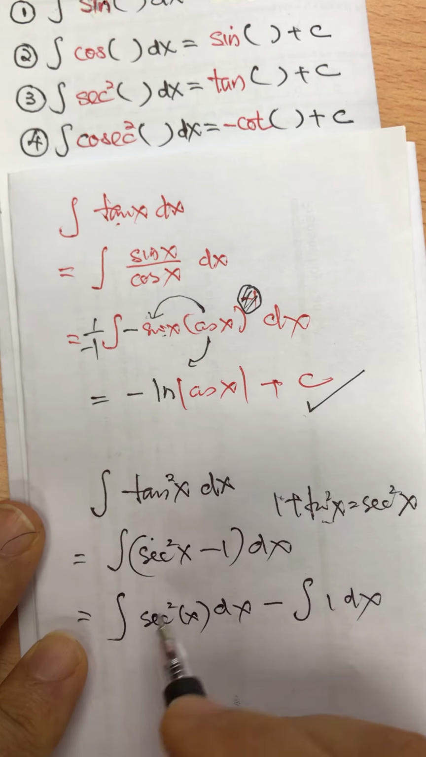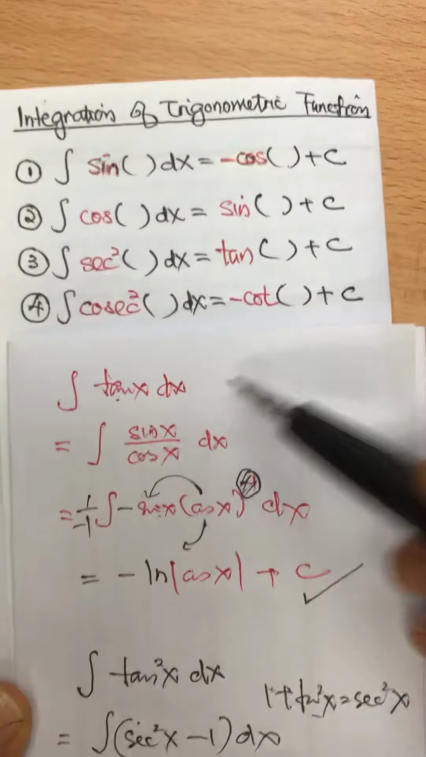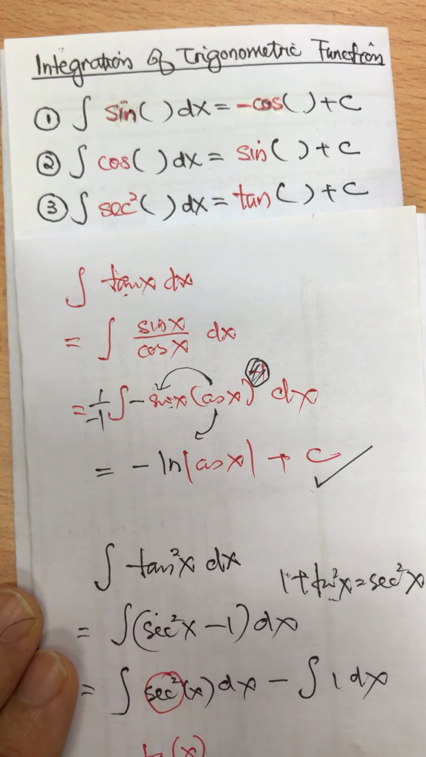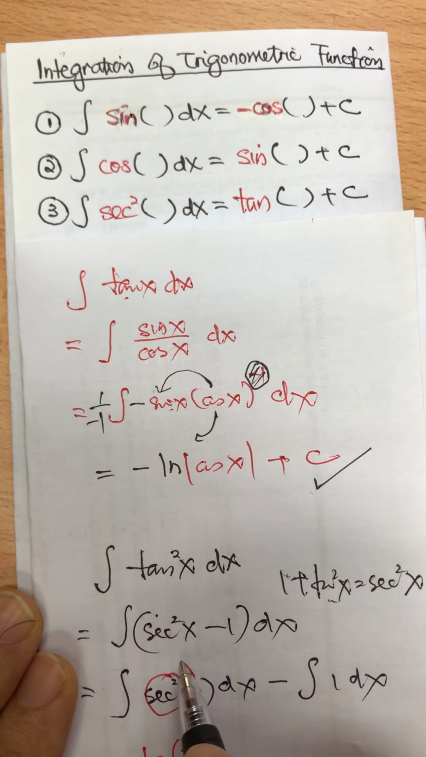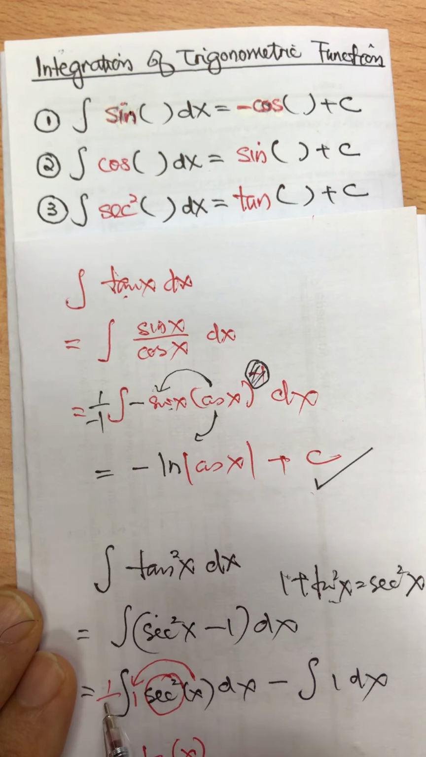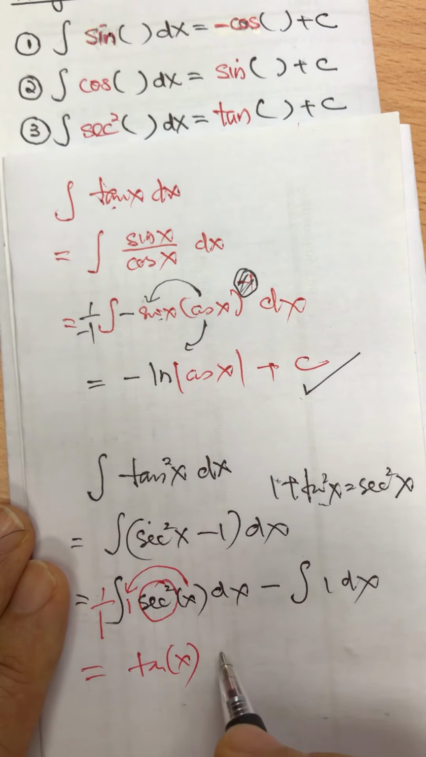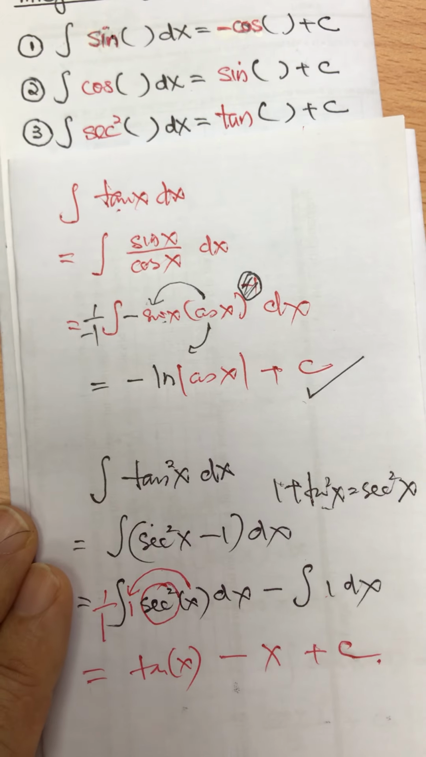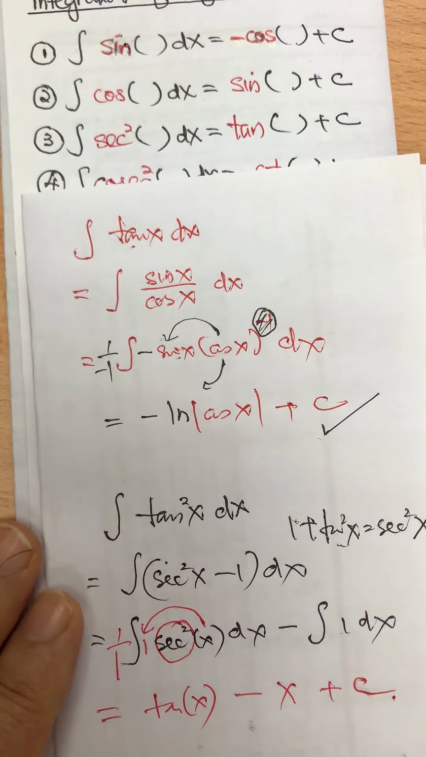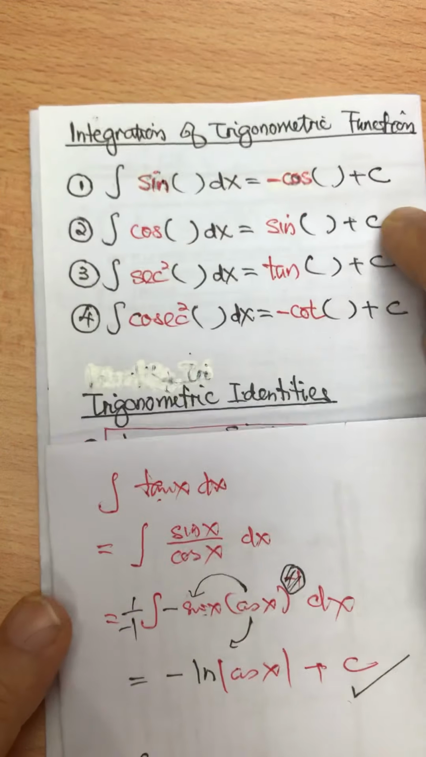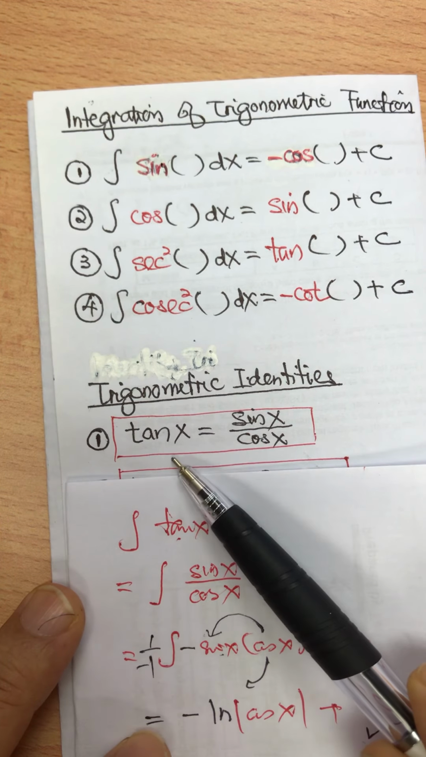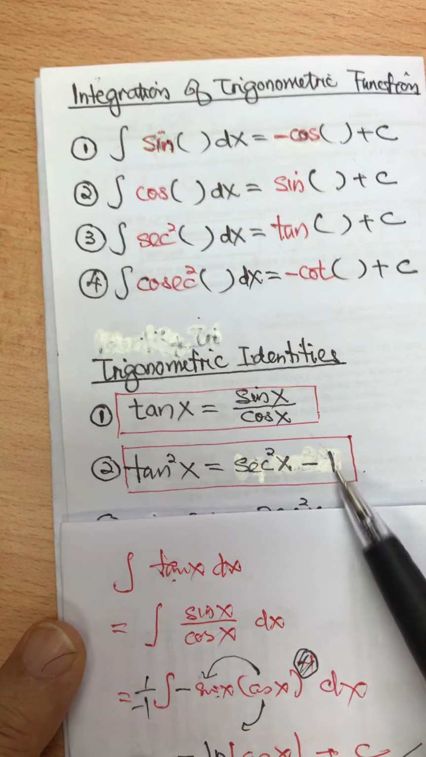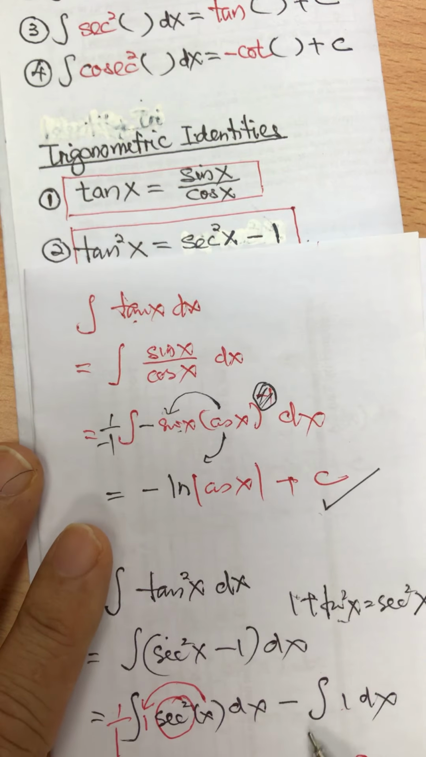When I integrate the secant square, what do I get? It is already here: secant square is tangent. Therefore, you get tangent x. But here you have to differentiate the x, you get 1, then 1 over 1, you don't have to add anything. Then minus, integrate this one, you get x, plus c. So this is the answer. That is how we integrate. When you want to integrate tangent, you use identity and change to this. You want to integrate tangent square, you change to this. I show you here.